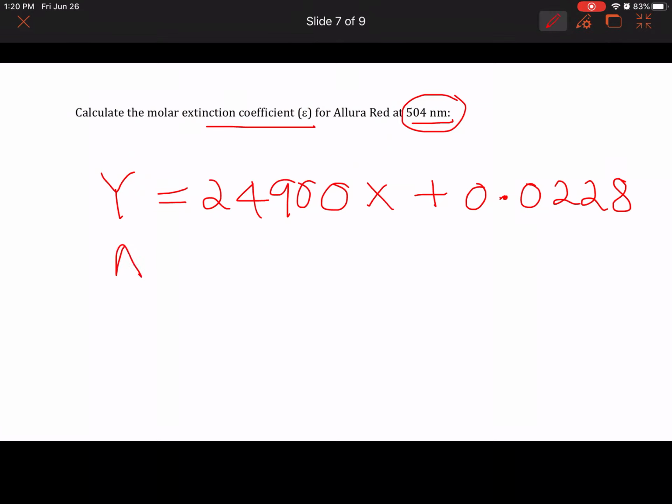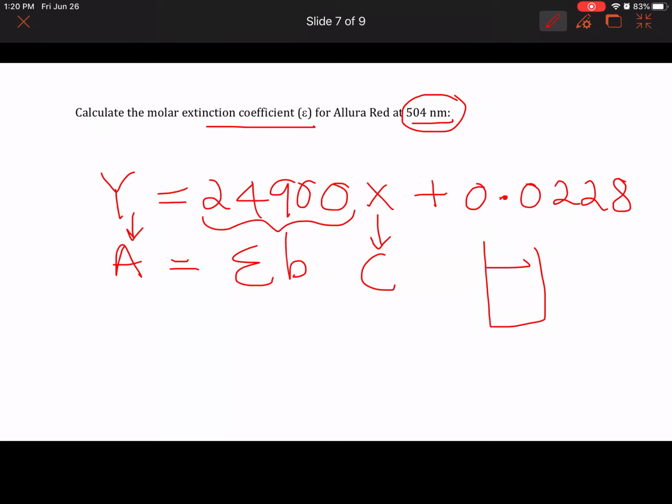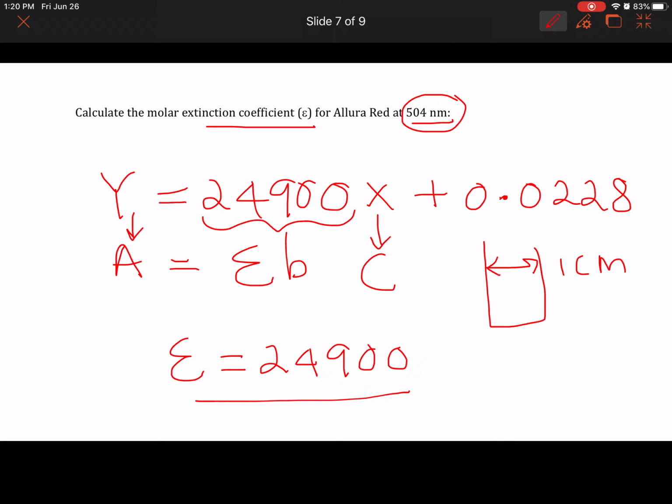Okay, now back to the molar extinction coefficient. So this is our equation. A equals epsilon b c, where c is the concentration, X is the concentration, Y is the absorbance, and here this number represents epsilon times b. But remember, what is b? b is the path length, the distance from here to here, which is 1 centimeter. So since b is 1, the molar extinction coefficient is going to be the slope of the graph, which is 24,900. That's the number you're going to write.